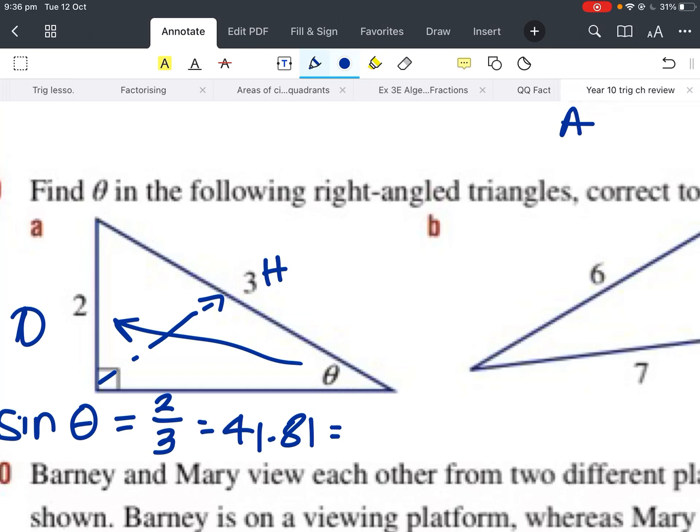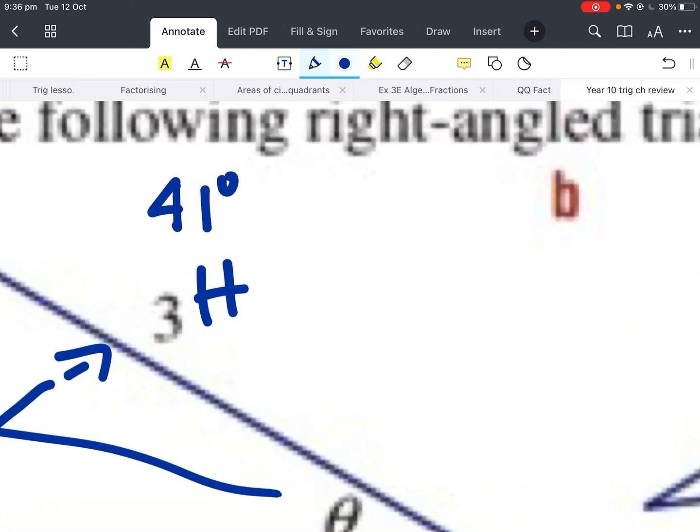So press your DMS key. If it doesn't work, you might have to press second function or shift DMS. Most of the time it will work if you just press DMS. I get 41 degrees, I'll write it up here, 41 degrees, 48 minutes, and 37 seconds.